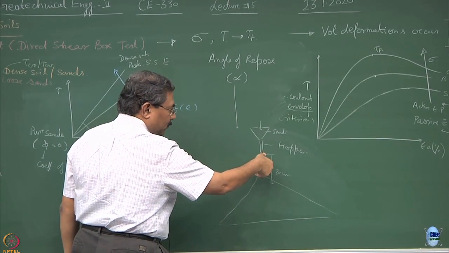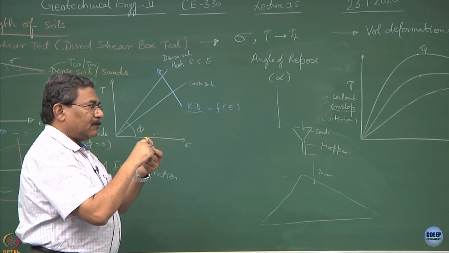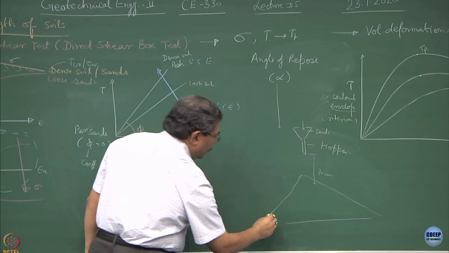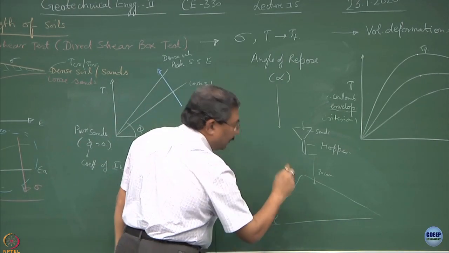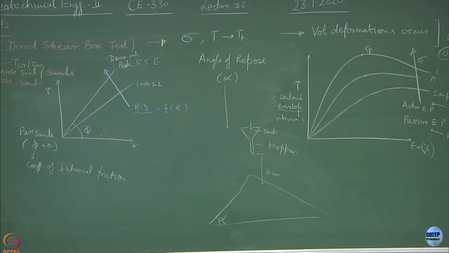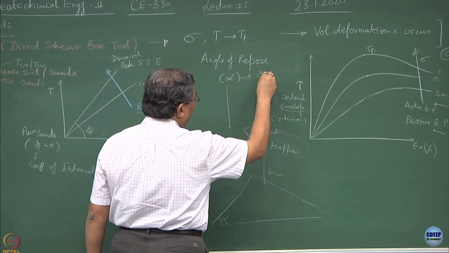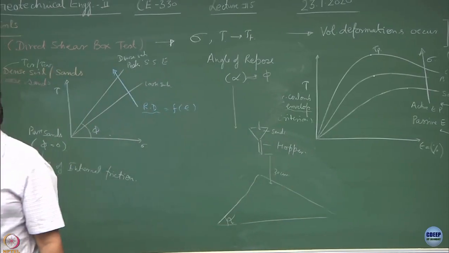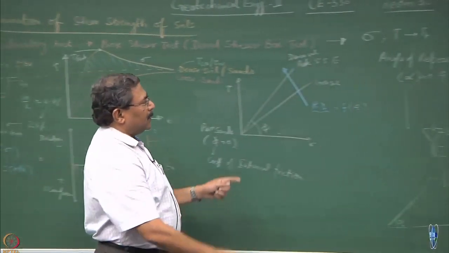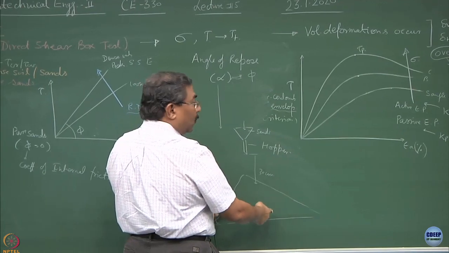Why distance is so important? So that there should not be any impact of falling grains on the grains which are already sitting in the heap. You are not imparting any energy. This slope is defined as alpha. This is known as angle of repose. Angle of repose is approximately equal to internal friction angle of the soil, the coefficient of internal friction of the soils. Now, this concept is very useful in making different types of silos for storing grains or the granular material.